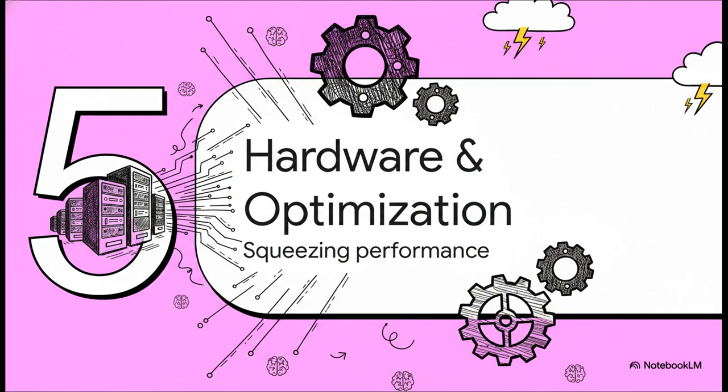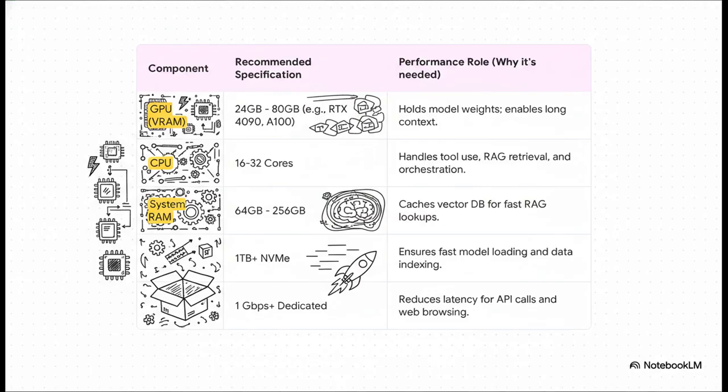Now, let's zoom in a little bit on the hardware itself and talk about how to squeeze every last drop of performance out of your new setup. For a truly professional setup, you've got to look beyond just the GPU. As you can see here, a powerful CPU is absolutely critical for handling all the other things an agent does, like using tools or retrieving data. You'll want plenty of system RAM to cache your vector database for those fast RAG lookups. And you can't skimp on fast NVMe storage and a speedy network connection. Otherwise, you're just creating bottlenecks somewhere else in the system.